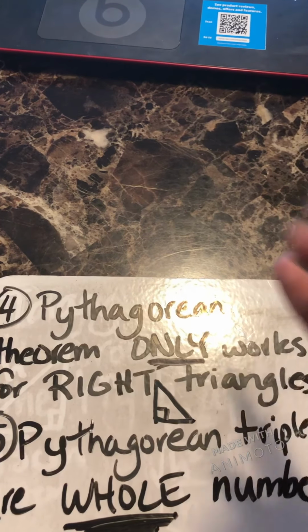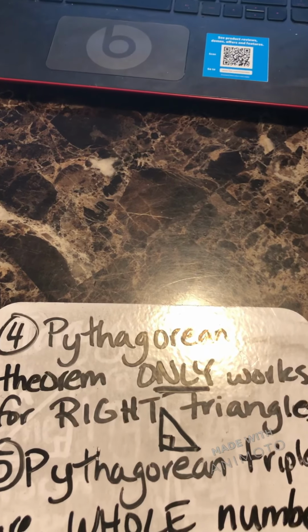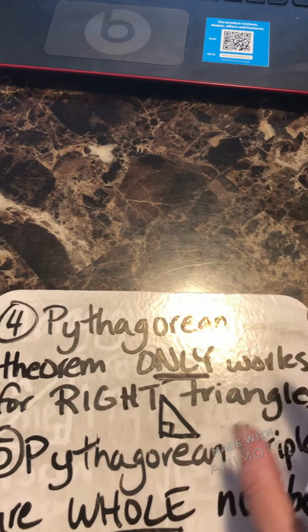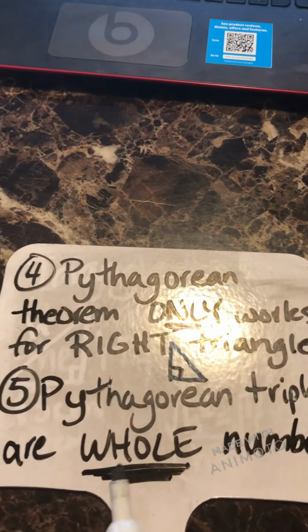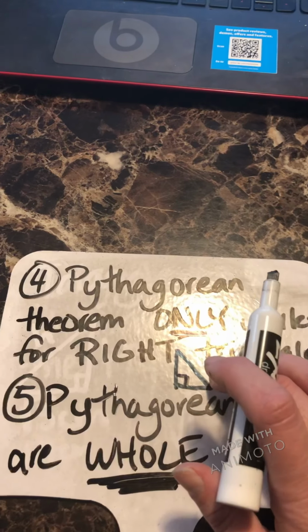Usually I use the c squared equals a squared plus b squared one. You plug all the numbers in, make sure the hypotenuse is correct. If the left side of the equation is equal to the right side, then it is a right triangle. If it is not equal, then it is not a right triangle.